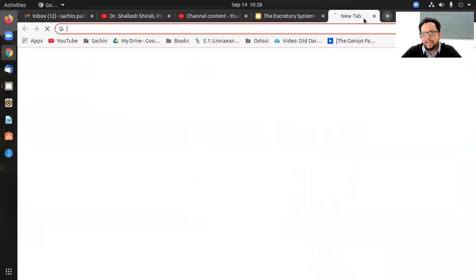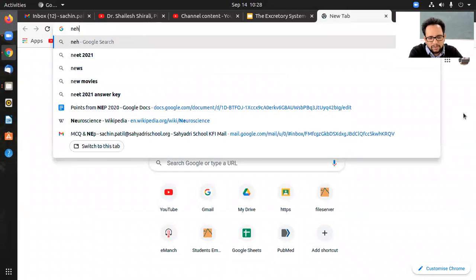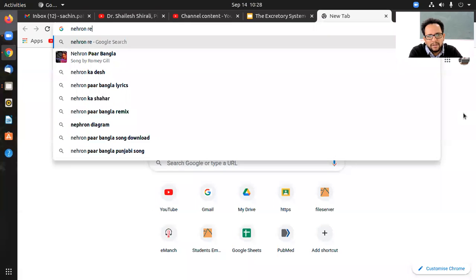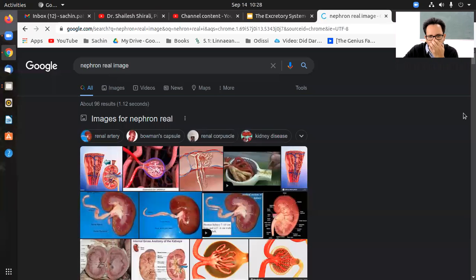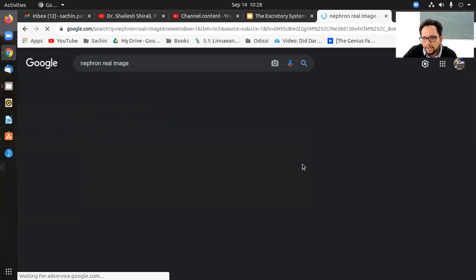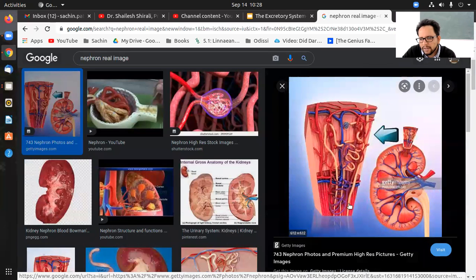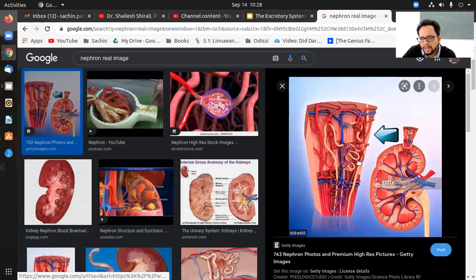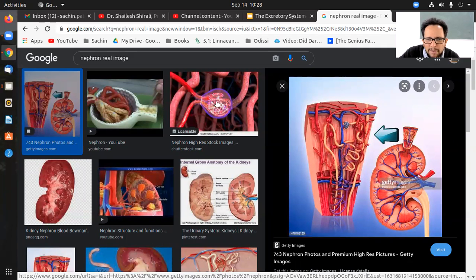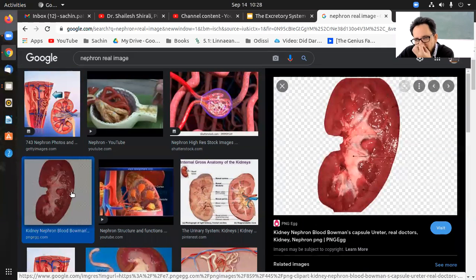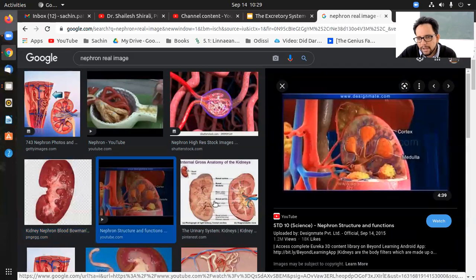Let me just check if I can show you the original nephron structure. Nephron real image. Yeah, this is something like it, but not literally true. In this image, I can't figure out where the glomerulus is. Probably somewhere here, this blue thing also. But I'm not too sure because the diagram is too small. This is the actual kidney image, but again, it looks too creepy.